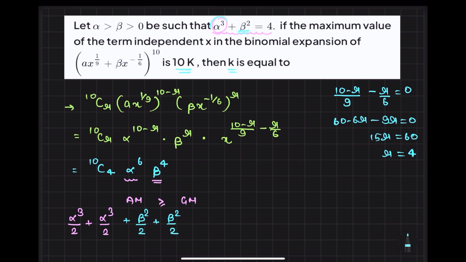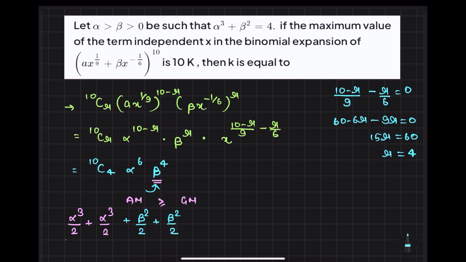Okay, we have alpha power 3, so if we multiply this thing twice, we will have alpha power 6. That's why we have divided alpha cube into two parts. And we want beta to take power 4. Here beta is having power 2, so for that I have divided it into two parts. Okay, then it is possible.